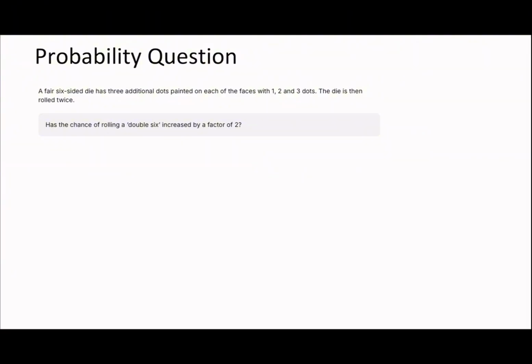A fair 6-sided dice has 3 additional dots painted on each of the faces with 1, 2, and 3 dots. The die is then rolled twice. Does the chance of rolling a double 6 increase by a factor of 2? So instead of it being 1, 2, 3, 4, 5, 6, the dice is now, so you add 3 to each of these, so it becomes 4, 5, 6, 4, 5, 6.